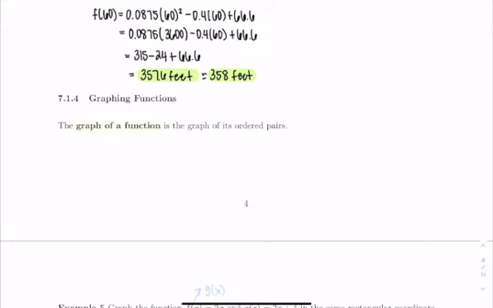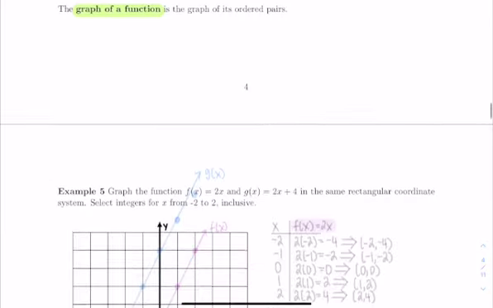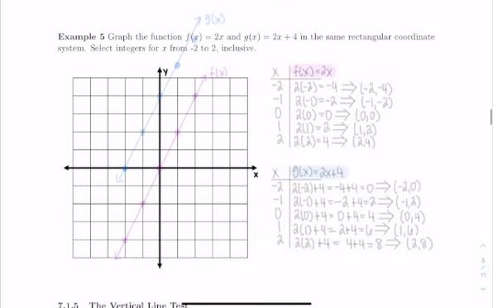The graph of a function is the graph of its ordered pairs. So for example number 5, we're going to graph f of x, which is 2x, and g of x, which is 2x plus 4, in the same rectangular coordinate system, and we're going to be selecting integers for x from -2 to 2. This is going to work just like the one we did earlier, except this time we don't have as many x values. We're looking at -2, -1, 0, 1, and 2.